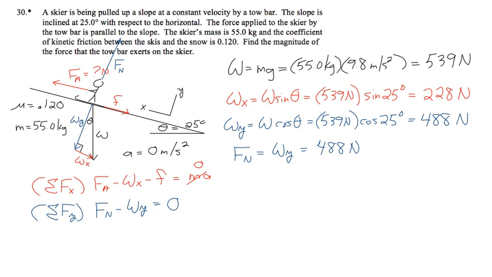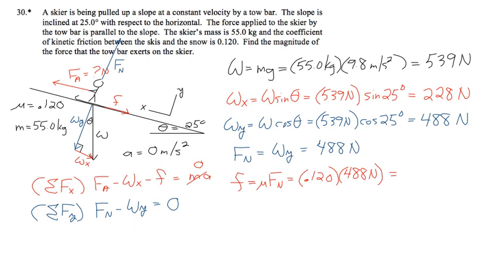Now what can I solve for? Friction. I can solve for friction because I know the mu, the coefficient of friction. So friction is mu Fn. So that's going to be 0.120 times 488. And that will be somewhere around 50. What's that going to be?